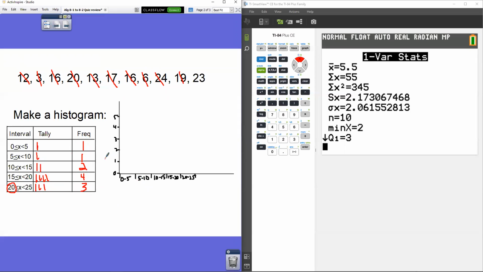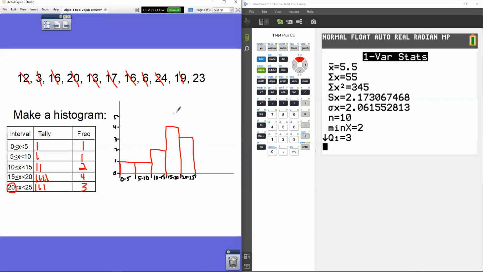When you go to make your boxes, you need to do it in between 0 and 5. We have one. So I'm going to draw this like this in between there. Your bars do need to touch. 5 and 10, there's 1. 10 and 15, there's 2. 15 to 20, there is 4. And then 20 to 25, there are 3. So that's what my histogram would look like.